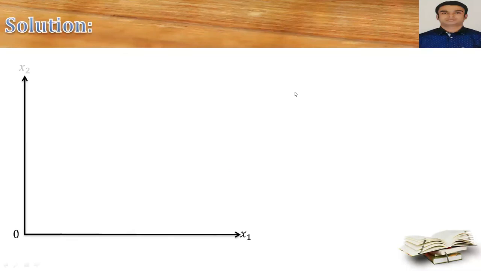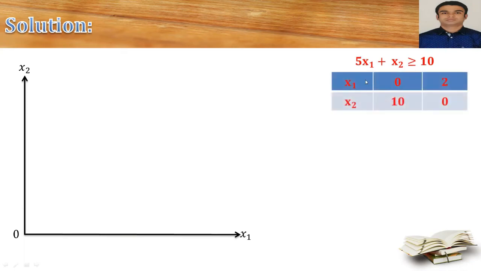Same. First step, frame the graph. Assume x1 on the horizontal axis and x2 on the vertical axis. Our first equation is 5x1 plus x2 is greater than or equal to 10. From here, if x1 is equal to 0, then what is the value of x2? If x1 is 0, then x2 is equal to 10. And if x2 is 0, then 5x1 is equal to 10, which means x1 is equal to 2.